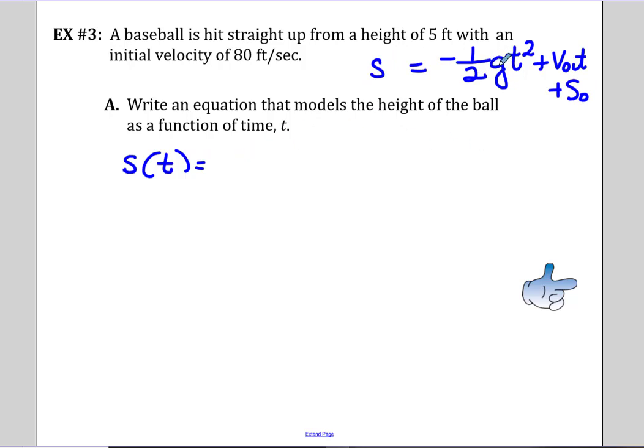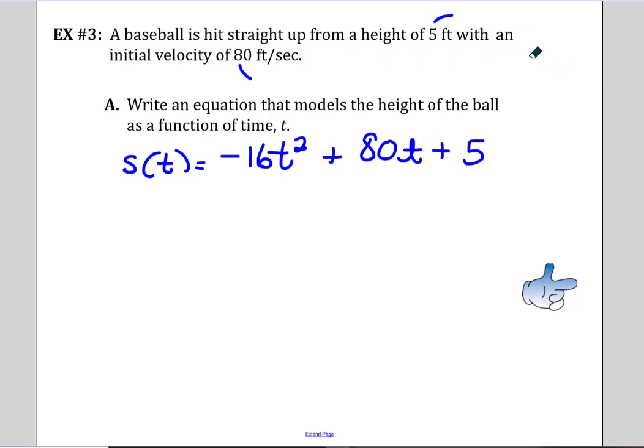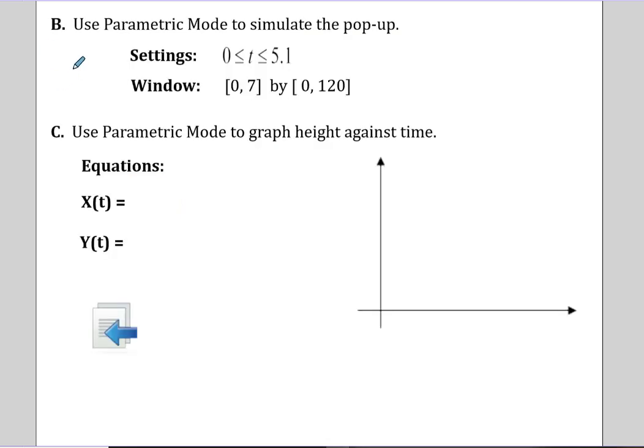Half gravity is pulling us onto the earth at 32 feet per second per second. So half of 32 is 16, so negative 16 t squared, and initial velocity was 80 feet per second, and our initial starting height was 5. This is our S sub 0, this is our V sub 0. Okay, so using that algebra equation for vertical motion, this is our position.